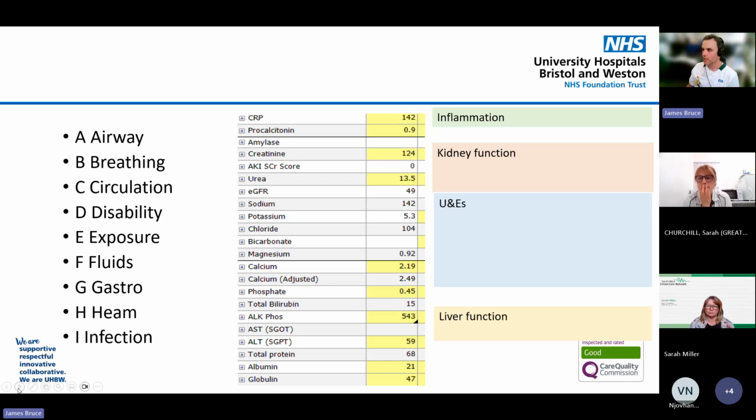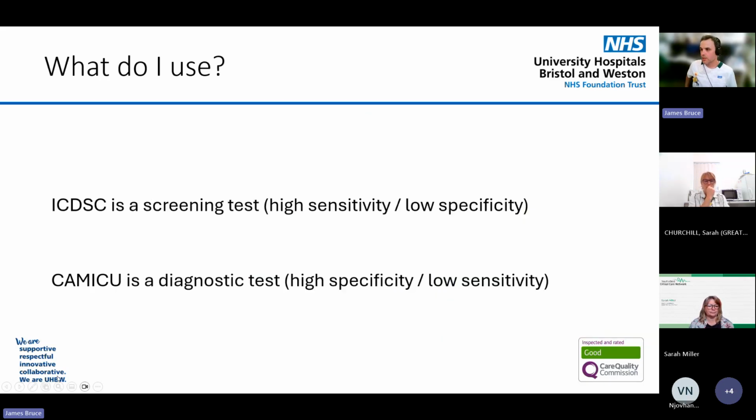So you've got your mixing pot. You've got somebody who's deranged in lots of biochemistry. You've scored them, or you're about to score them or screen them. How do you do it? So you've got two tools really. There isn't much that we can utilize really, but there are two. There's the ICDSC, which is a screening test, and you've got the CAM-ICU, which is a diagnostic test.